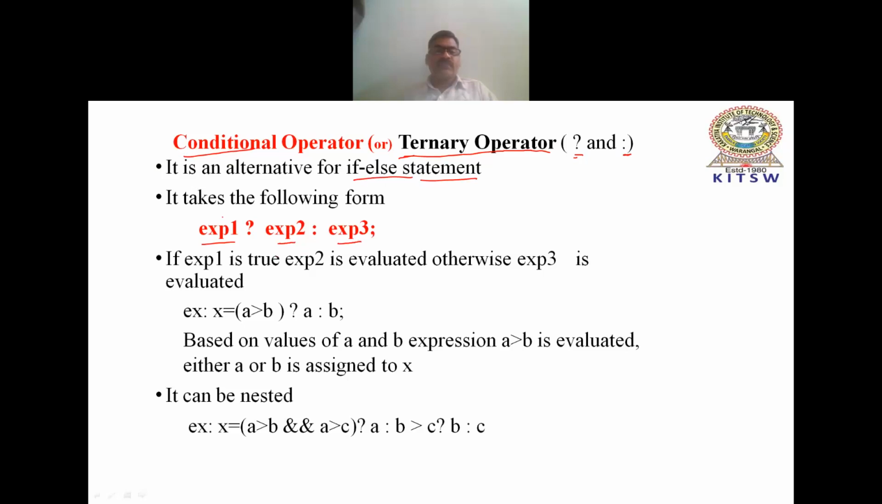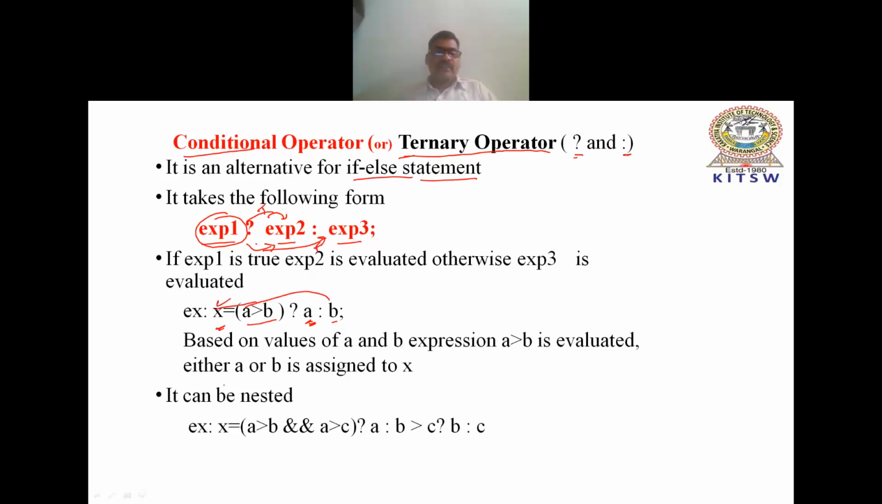If expression 1 evaluates to true, expression 2 is the output. If it evaluates to false, then expression 3 is the output. For example, x is assigned a greater than b question mark a colon b. That means if this condition is true, x is assigned the value a. If this condition is false, b is assigned to x.